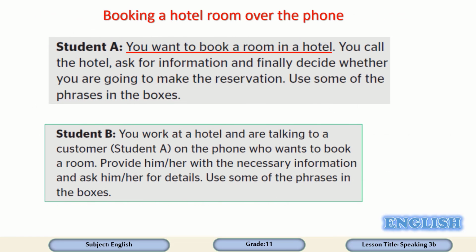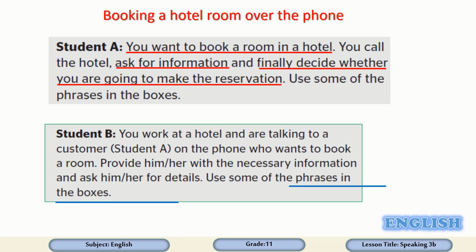We go now with the second part of our lesson and with the first conversation: booking a hotel room over the phone. There are 2 roles to choose from, A and B. If you choose role A, imagine that you want to book a room in a hotel. You call the hotel and ask for information and finally decide whether you are going to make the reservation. You are going to use some of the expressions and phrases in the boxes, page 47.